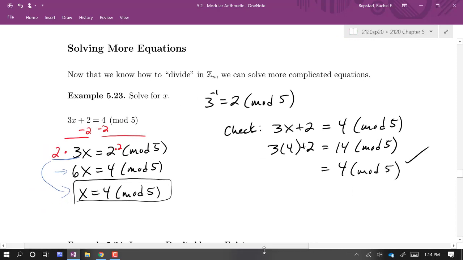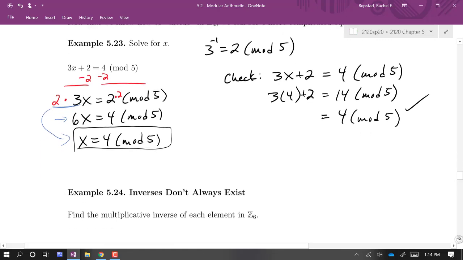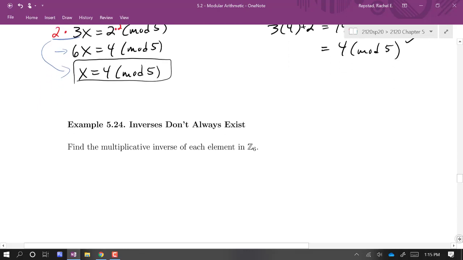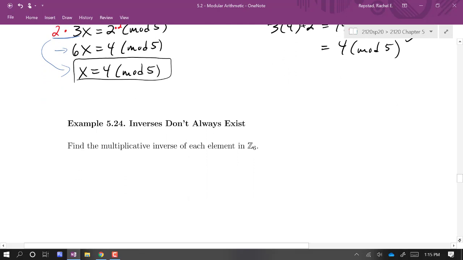One thing that makes the Zn integers different than working with real numbers is that the inverses don't always exist. So let's say I wanted to find the multiplicative inverse for each element in Z6. We already know that 0 doesn't have an inverse. 0 never has an inverse.